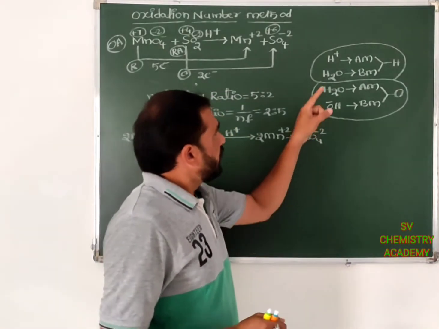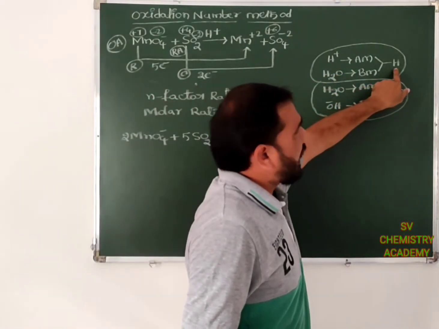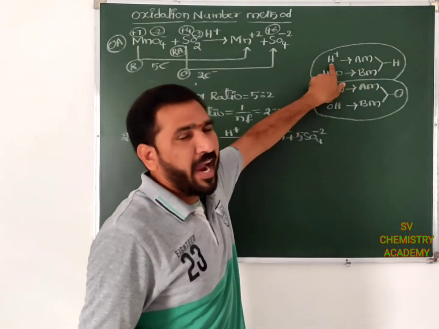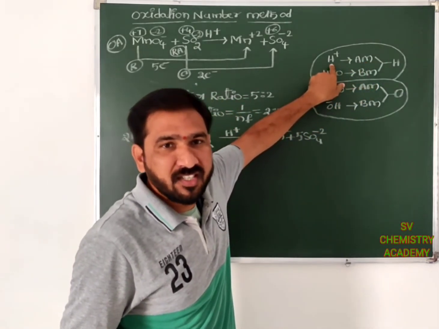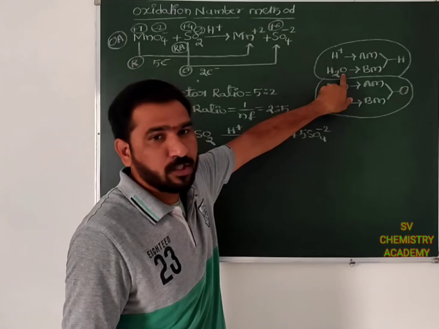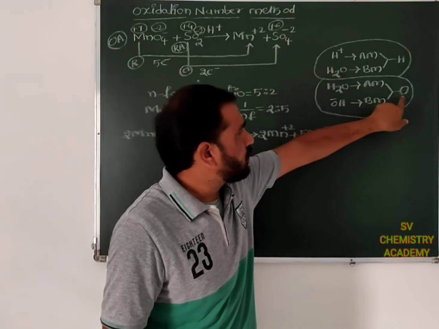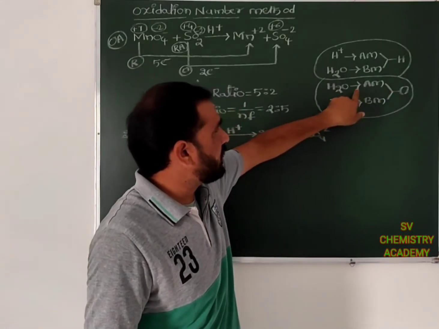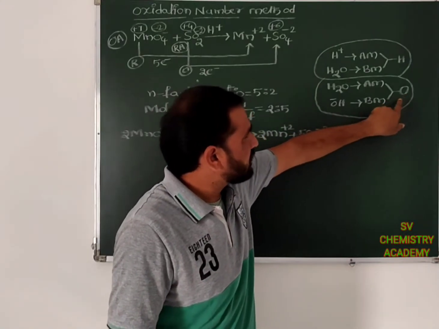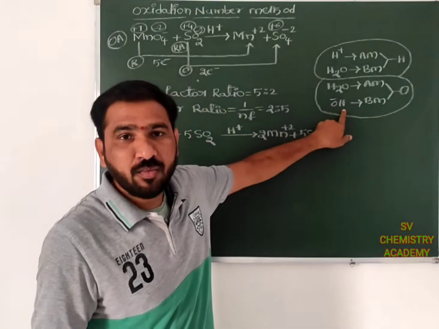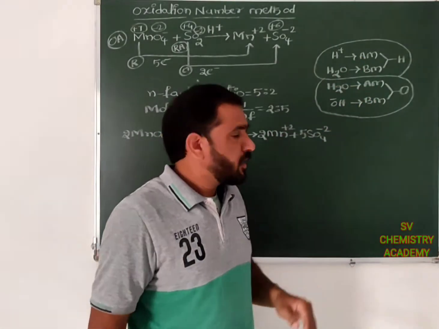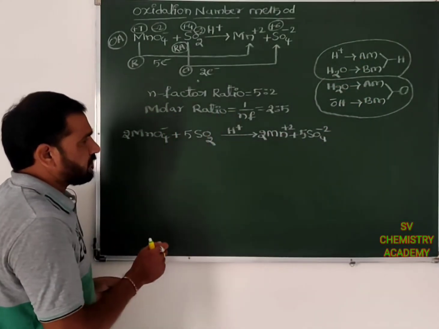To balance the hydrogen in acidic medium, we need to add H plus ions to the deficient side. To balance the hydrogen in basic medium, we need to add H2O molecules to the deficient side. To balance oxygen in acidic medium, we need to add water molecules H2O to the deficient side. To balance the oxygen in basic medium, we need to add OH minus to the deficient side, based on the medium.